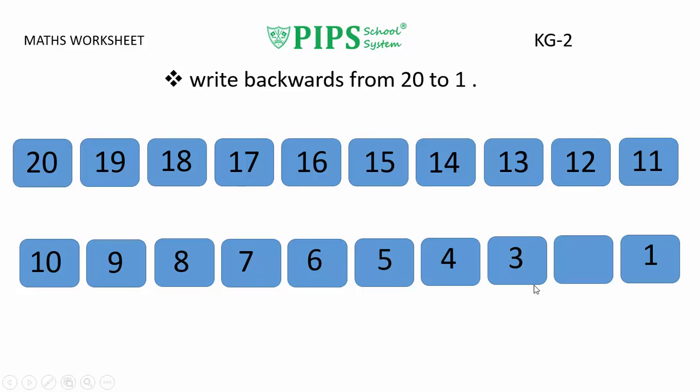Which number comes before 3? Again start backward counting from 5. 5, 4, 3, 2. 2 comes before 3. So we will write the number 2 in the empty box like this. Which number comes before 2? 1 comes before 2 and 1 is already written.